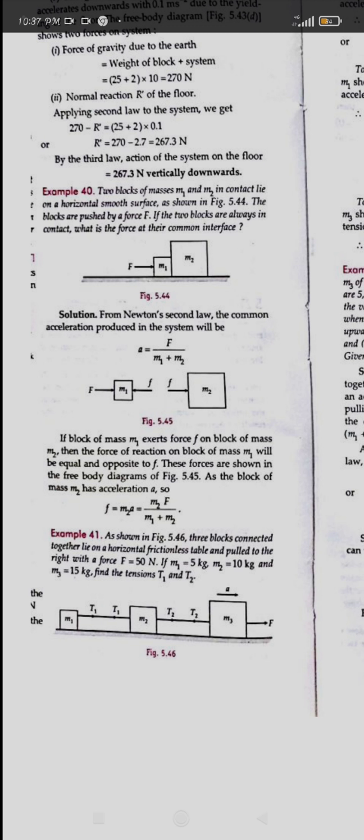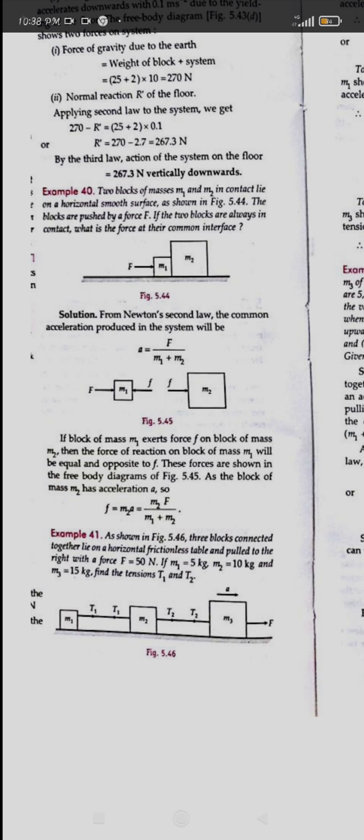What is the force? That is mass into acceleration, and acceleration is given by the force upon mass, and here the masses are kept together, so it is given by m1 plus m2. Now m1 is exerting force on the block of mass m2, because they are pulled together with force F. Then one block will exert force on the other block. Mass m1 will put an equal and opposite force on the block, so the block will have the same reaction force again.